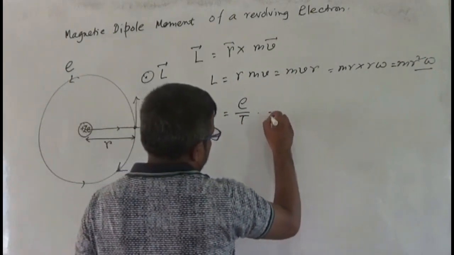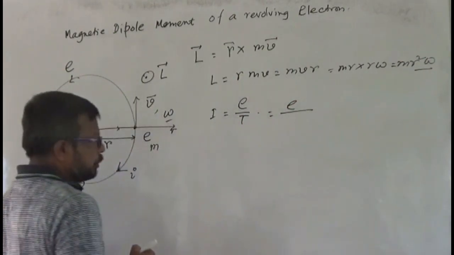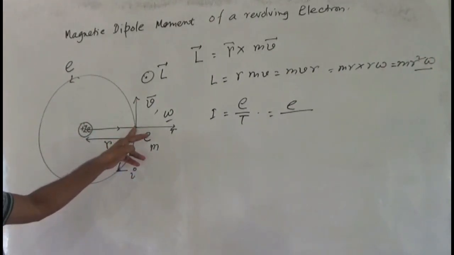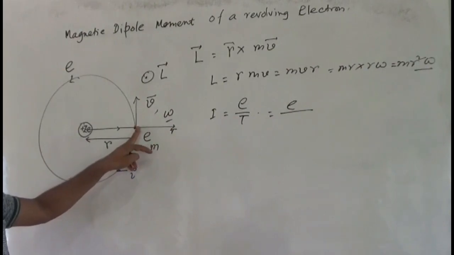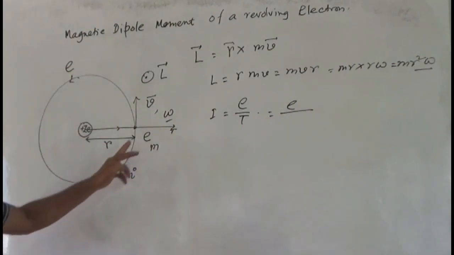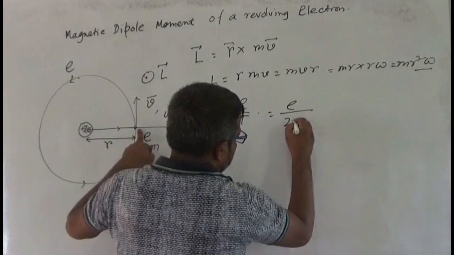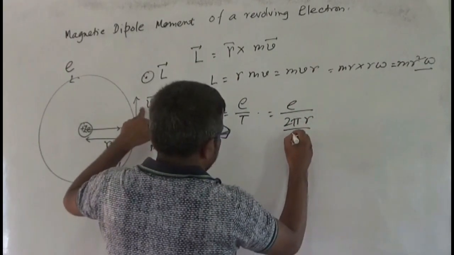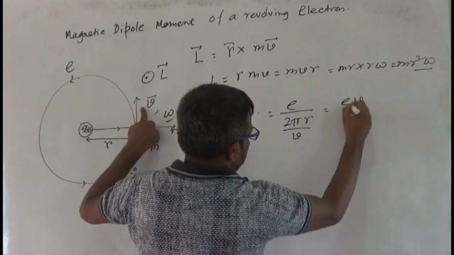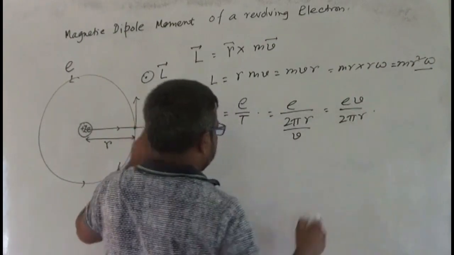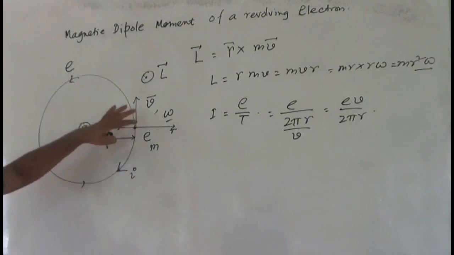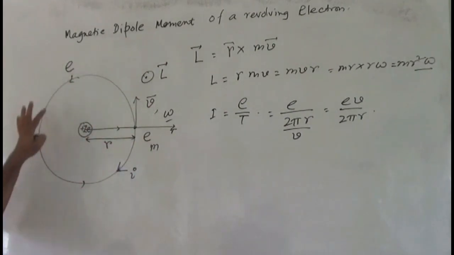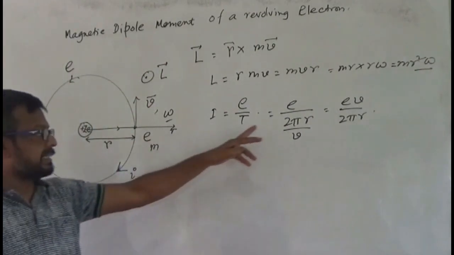Now, what is T? T is the time required to complete one revolution. To complete one revolution, the total path is 2 pi r and the speed is v. Therefore, we can write I equals ev by 2 pi r. This is the current. Now, we can assume this as a current loop.